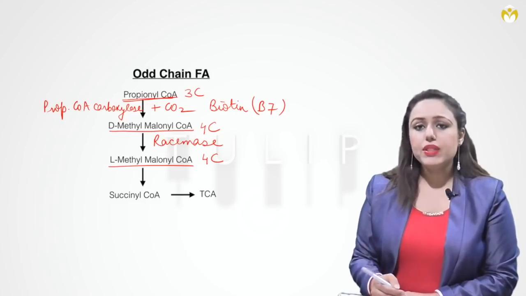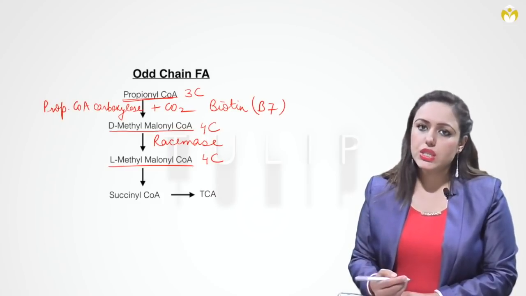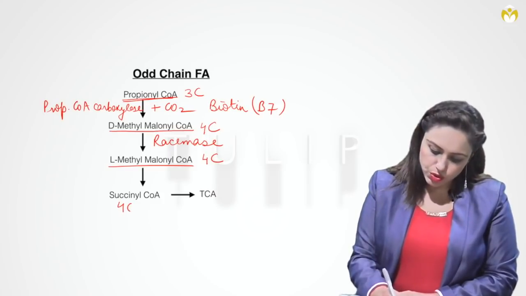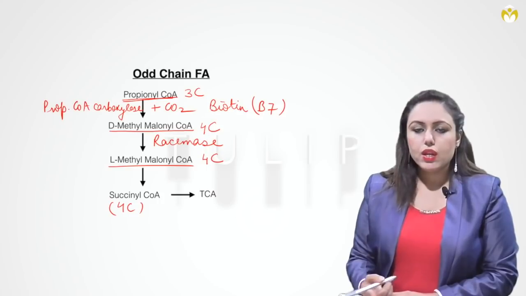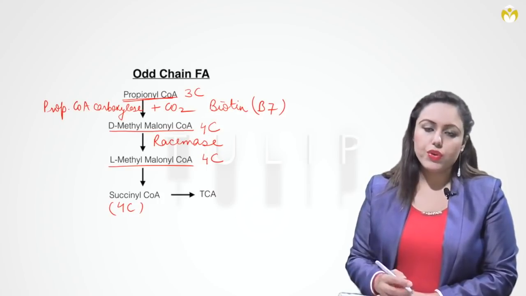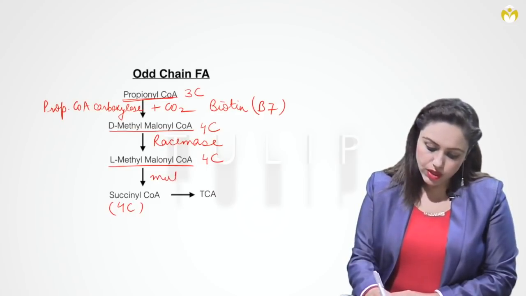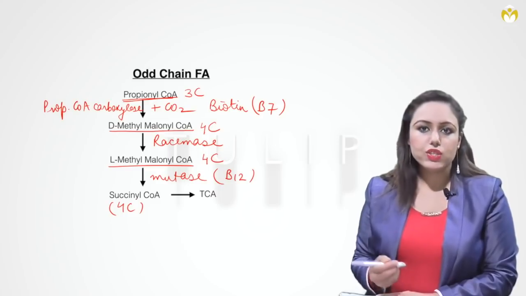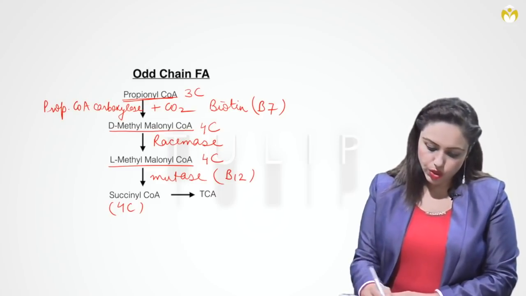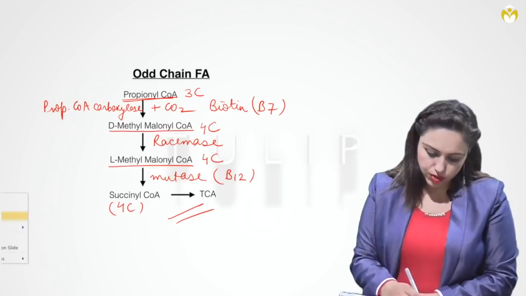Next, L-methylmalonyl-CoA gets converted to succinyl-CoA. Succinyl-CoA is also a 4-carbon compound. Now again it is also an isomer. Here intramolecular transfer is occurring. This occurs with the help of the enzyme mutase, and this mutase requires vitamin B12, right? So this way propionyl-CoA is glucogenic.